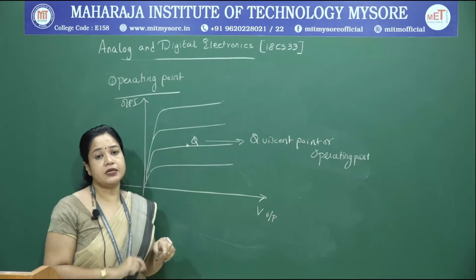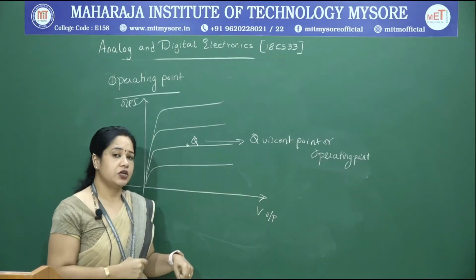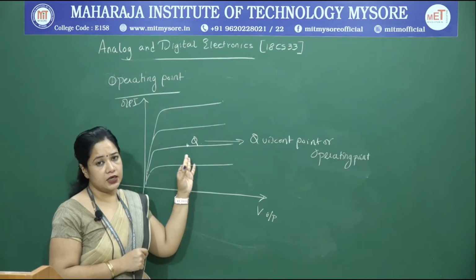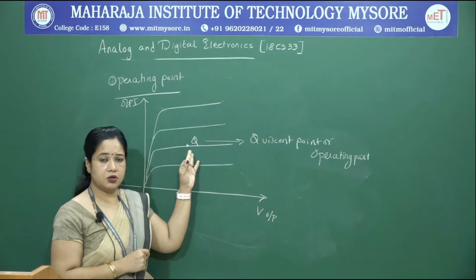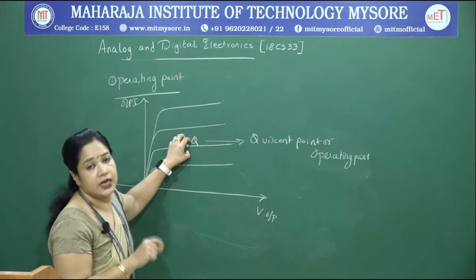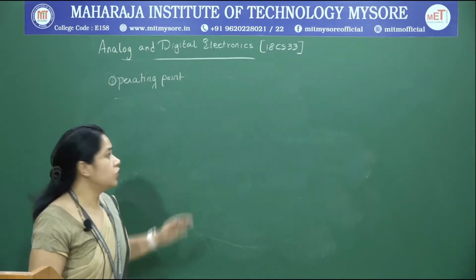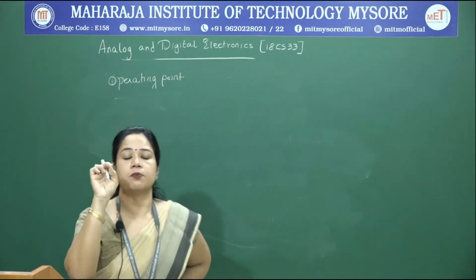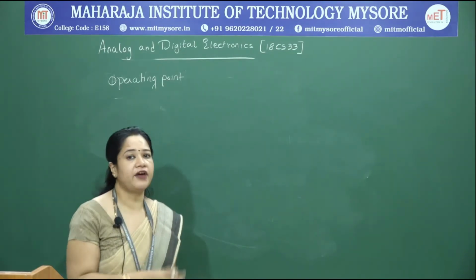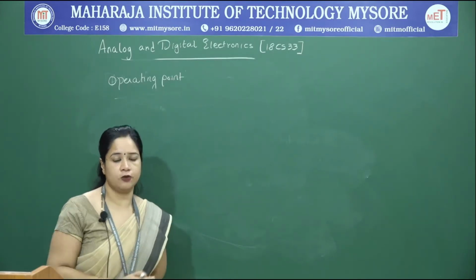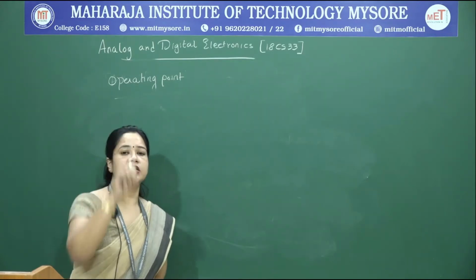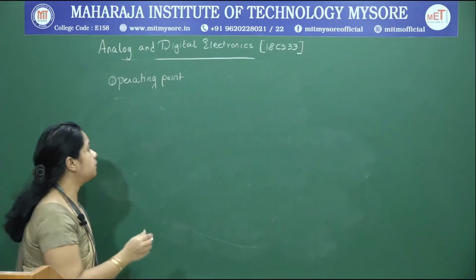And what are the factors that are to be considered in order to keep your transistor in the active region, or what are the factors to be considered for optimal selection of your Q point? We will discuss that now. As I said, the Q point is the point at the center of your active region where faithful amplification is done. We have 4 points which influence the selection of a Q point.